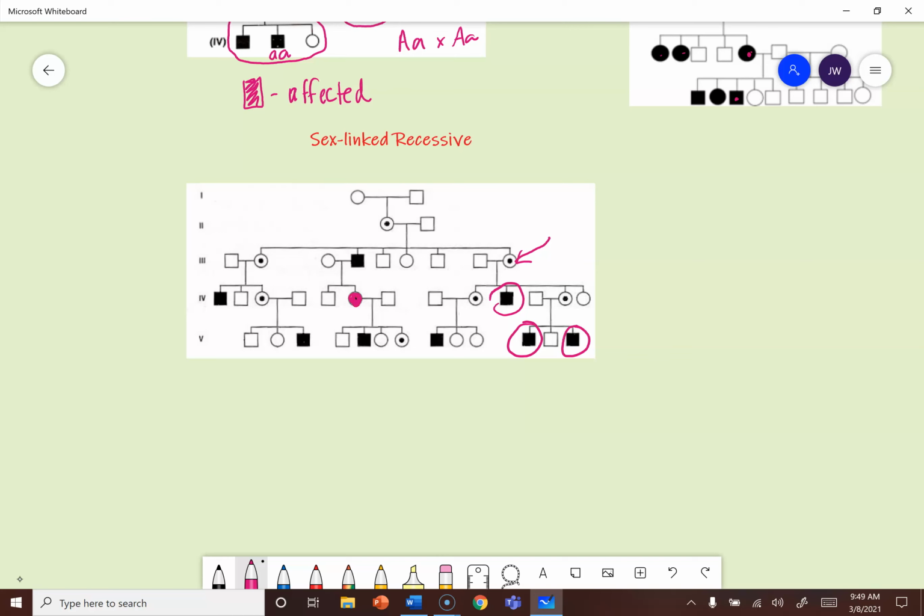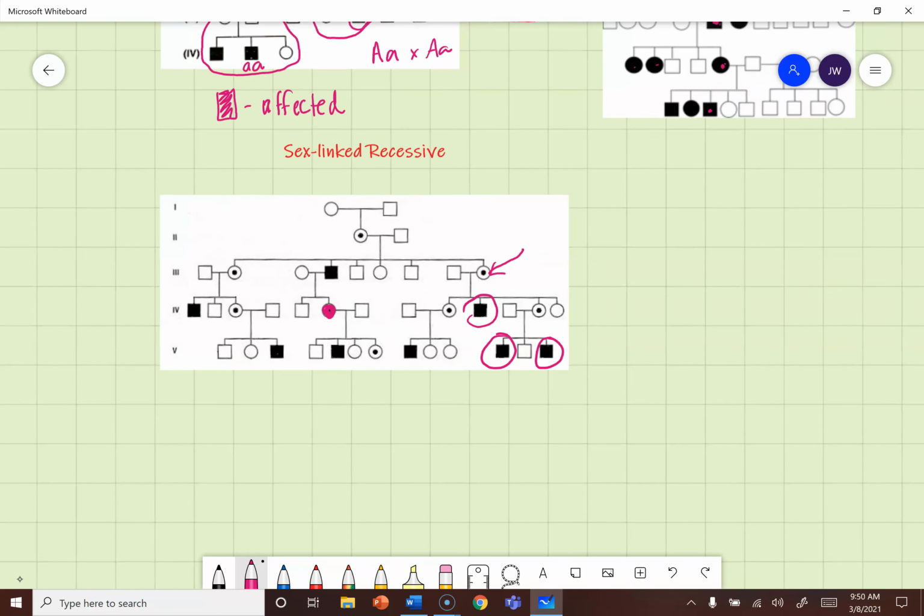But if you have, say, close to 50% affected females, you definitely do not have a sex-linked recessive. In a sex-linked recessive, the majority of the affected individuals are going to be males. So our lab also asks us to look for and write in the genotypes. I'm not going to do all of these, but I'll do a couple.